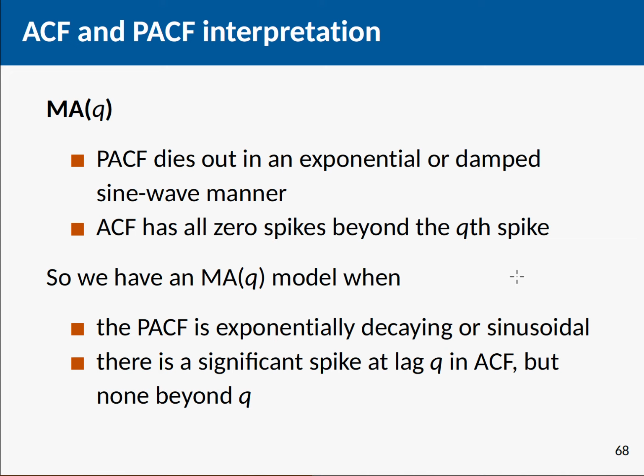So just to wrap up, for an MA order of q, the PACF would be dying out in an exponential or damped sine wave manner, but the autocorrelation function has all zero spikes or all insignificant spikes beyond the qth spike. So if it was an MA process of order 1, then you would see 1 spike that would be significant in the autocorrelation function.